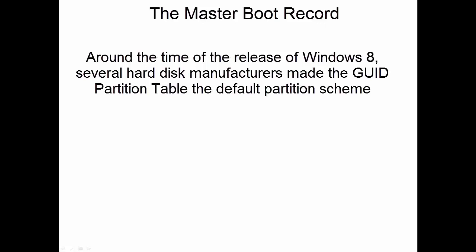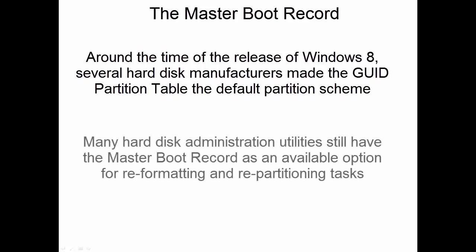If I may use another example, I purchased the Toshiba laptop that I am currently using around 1.5 years ago. It came with Windows 8 pre-installed on it. The 275-gigabyte hard disk drive that this laptop uses has a GUID partition table as its default partition scheme. You can count on pretty much any newly purchased computer having a GUID partition table as the default. However, if you are repartitioning and reformatting a disk, the master boot record is still one of the available alternate options on many disk administration tools.